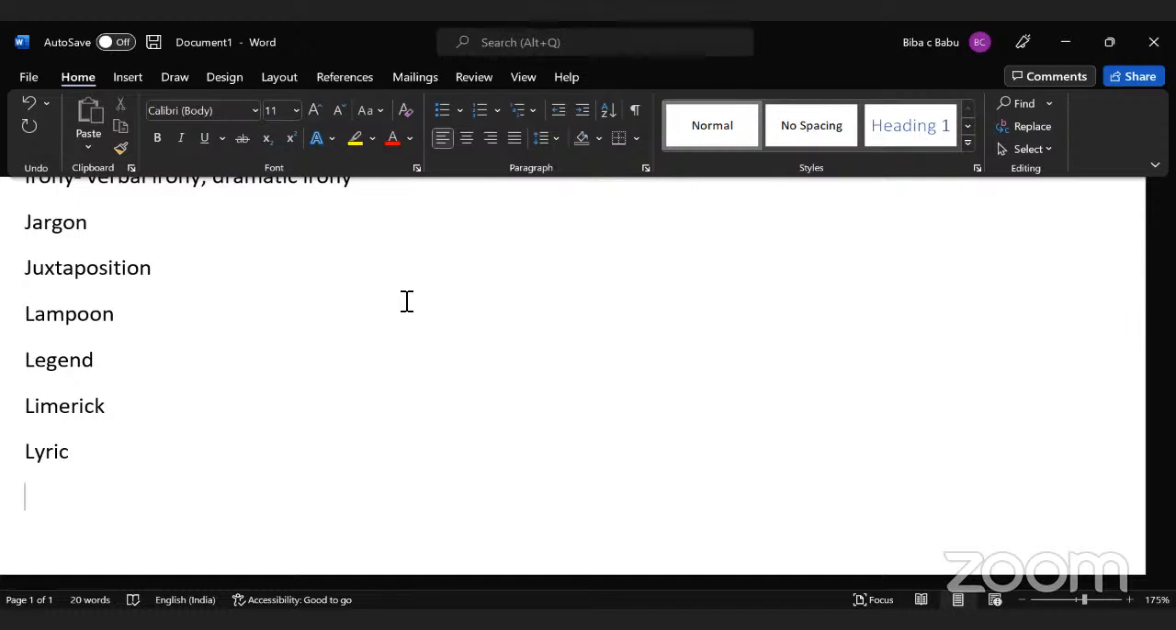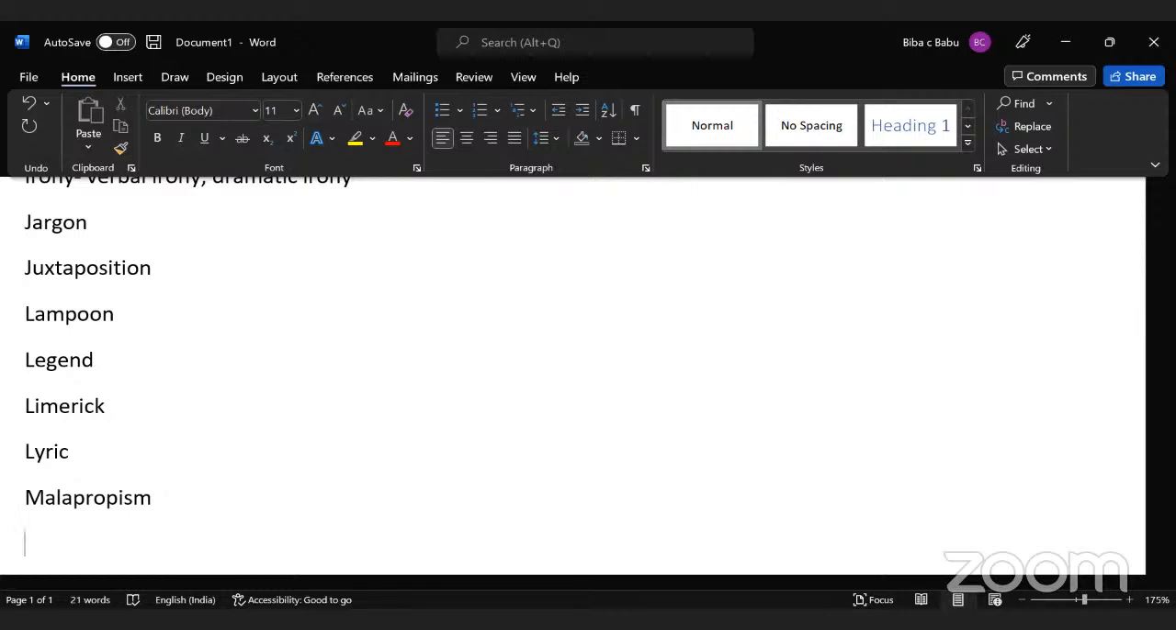That is called lyric. A lyre is like a harp. You can Google harp or lyre and see the instrument. When you sing a song in accompaniment of that particular instrument, it is called lyric. You will come across lyric in the coming classes. Lyric is important. When you study poetry, you will come across lyric again. Next is malapropism.